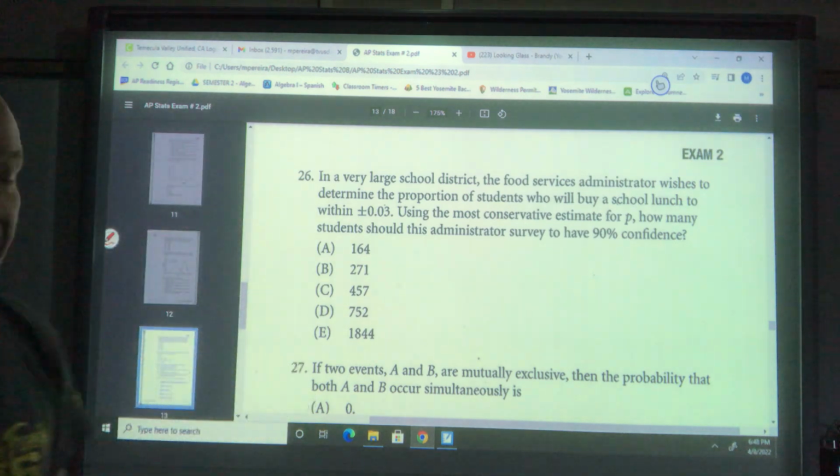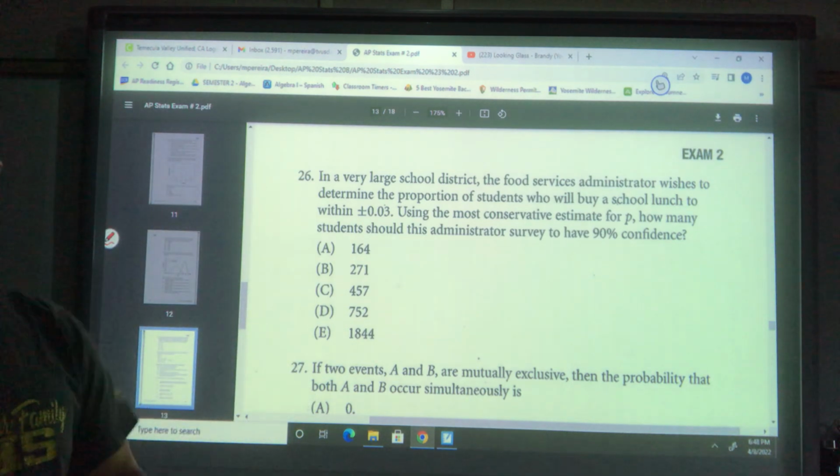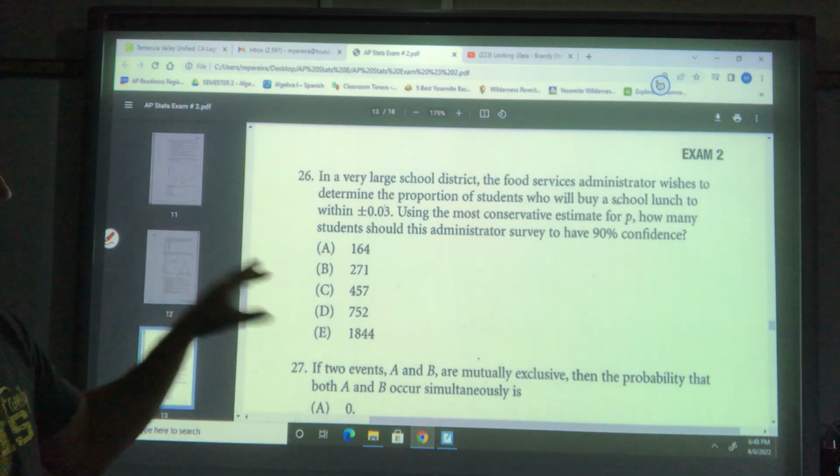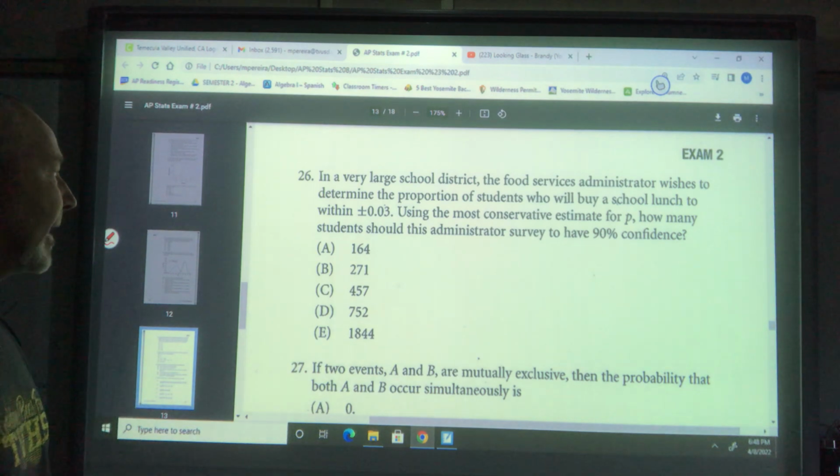All right, here we go. This is a sample size problem. Now watch, this is a regular one. The other one I told you is kind of a weird one because they gave you a mean instead of a proportion. This is a normal problem that would be on your AP exam here, so I like this one.